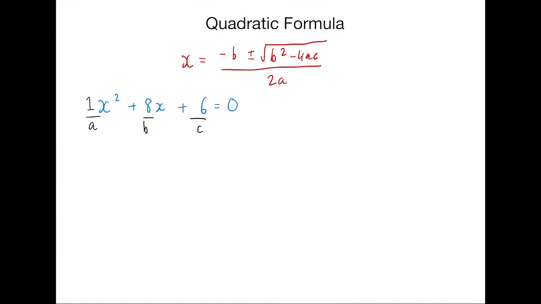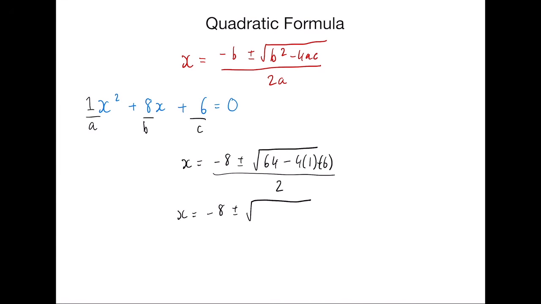So let's take our equation and substitute in those values. We're going to have x equals minus 8 plus or minus the square root of b squared, which is 64. I'm just going to go ahead and do that. And then 4 times a times c, so 4 times 1 times 6, all over 2a, which is just 2. So x equals minus 8 plus or minus the square root of 64 take away 24, which is 40, over 2. And believe it or not, that is just your answer.